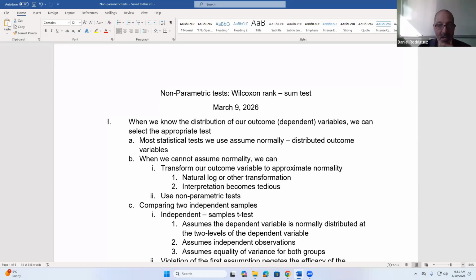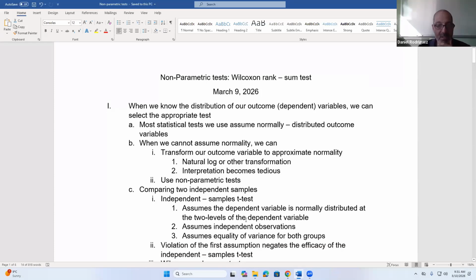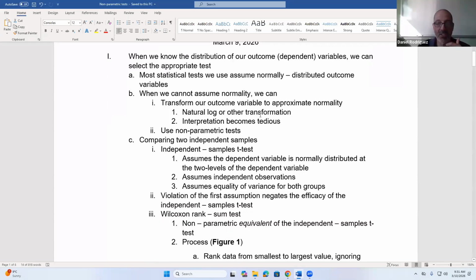One of the most common ways people deal with this is to do a transformation of the dependent variable. One of the most common transformations is the natural log transformation. In other words, they just take the natural log of the variable. So whatever your score is, take its natural log and that's your score. What that does is it helps hasten the convergence to normality.